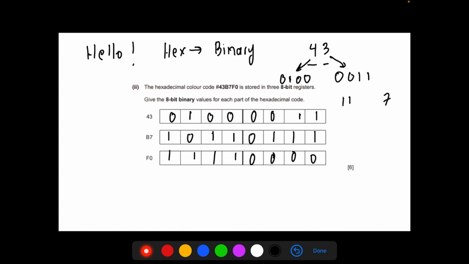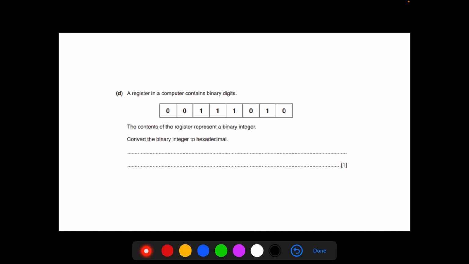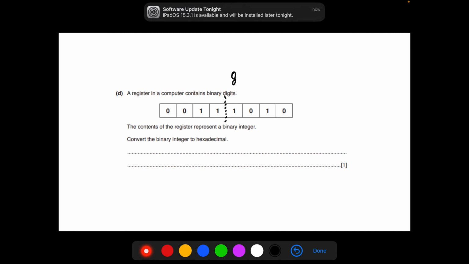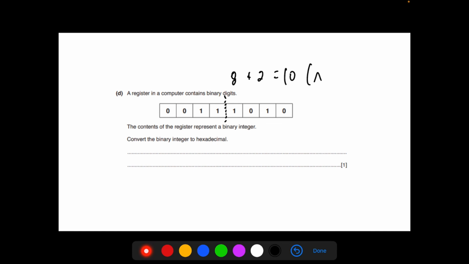All right. Here's another question. We've got a binary number, and we need to convert this to hexadecimal. A register in a computer contains binary digits. The contents of the register represent a binary integer. Convert the binary integer to hexadecimal. So again, what we can do is just divide this into groups of 4 binary digits. And 1010 is going to be 8 plus 2 equals 10. And 10 in hex is just A, right?